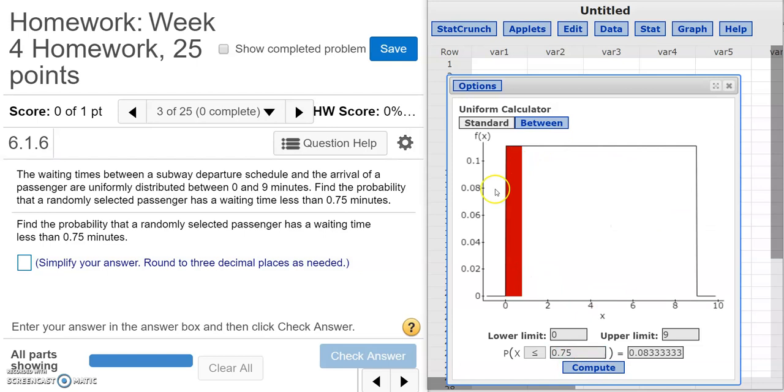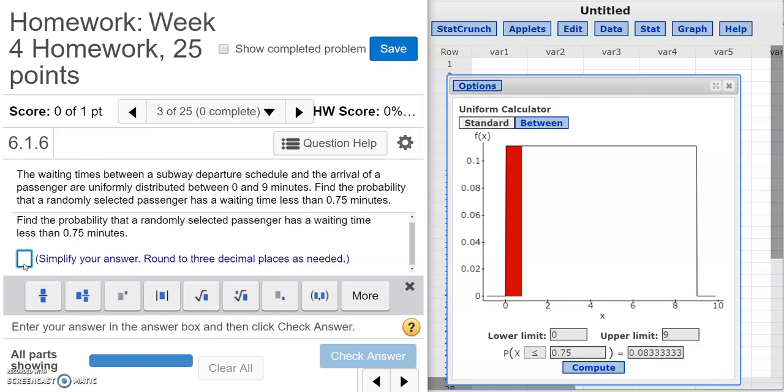And we'll be given this nice picture up here which shows very clearly the part of the graph that is less than 0.75 minutes. It's not labeled, but right here would be 0.75 on this horizontal axis. And you can see that this red rectangle is all the area that is less than that 0.75 minutes. And the probability value is right here. So there is a probability of 0.083 that a person will wait 0.75 minutes or less.